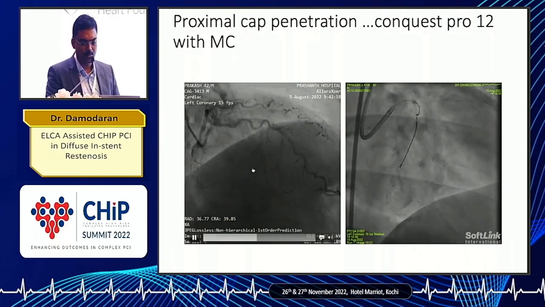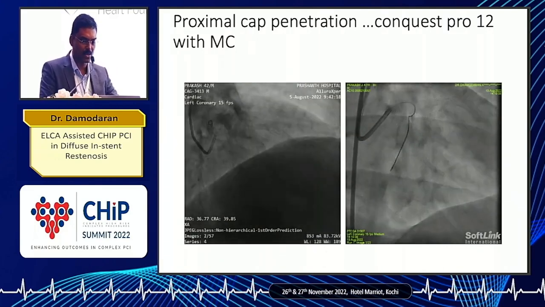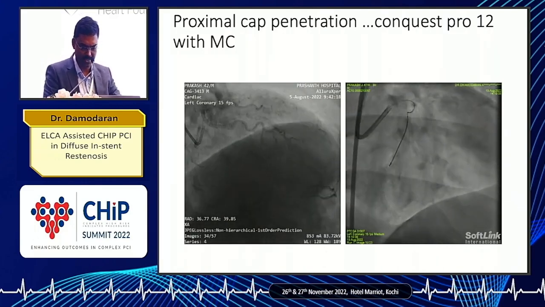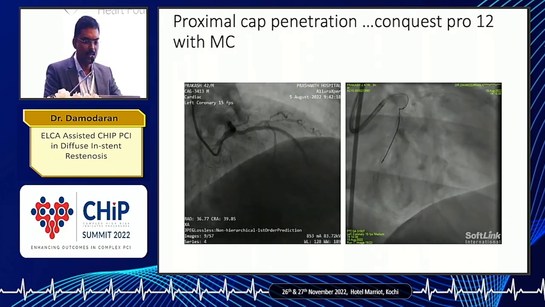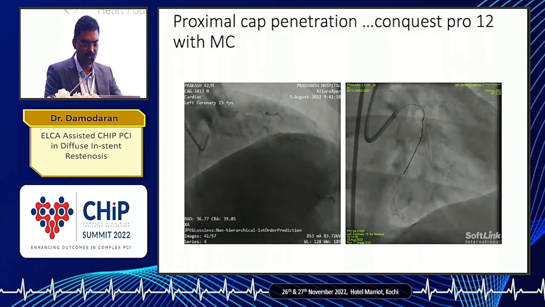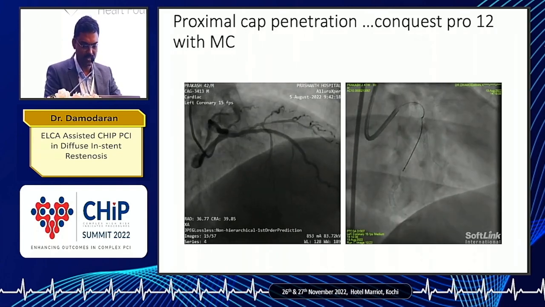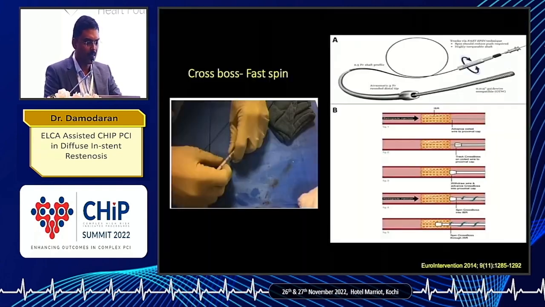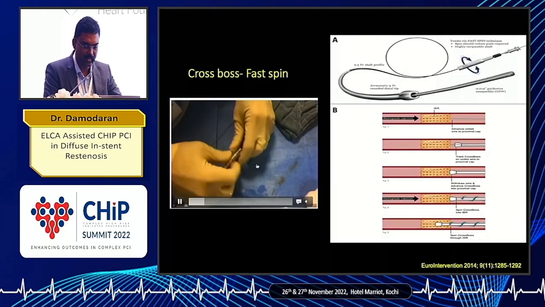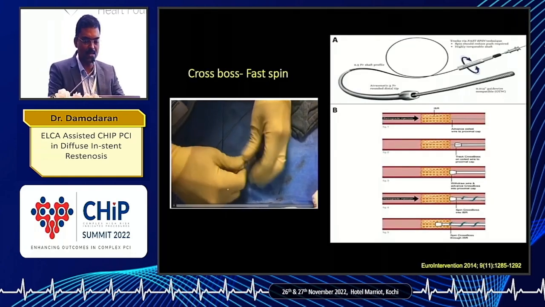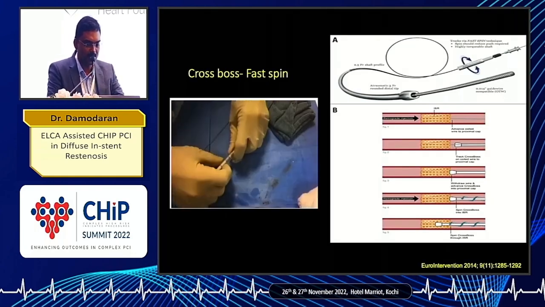So what I did, the proximal cap I penetrated with the Konkerd wire with the microcatheter. I think it is a Fine Cross or something. Then after advancing this wire for some time, obviously it went under the stent. So I had to go with the crossbars here because this is the one indication in the APCTO that crossbars are used for the ISR. So this is just a demonstration.